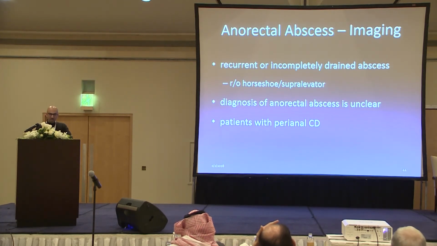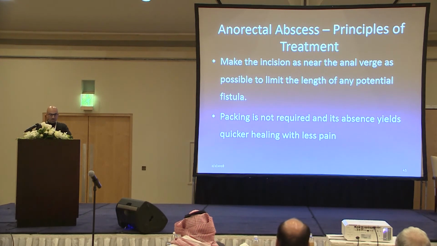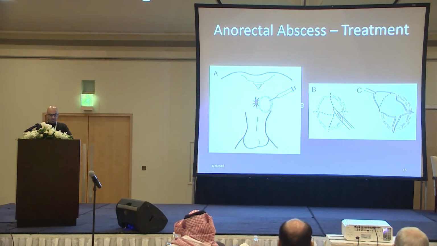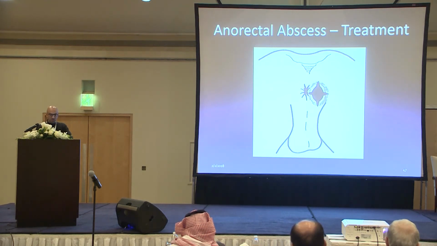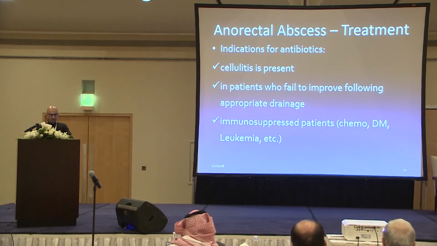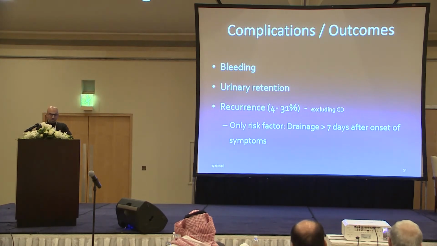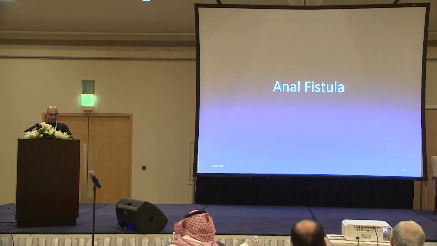Not all patients with perianal abscesses should be imaged, only patients who have recurrent or incompletely drained abscesses or patients with Crohn's disease. The management of these should be by incision and drainage close to the anal verge. And as you can see here from the picture, the incision and drainage should be as close to the anus as possible, with a cruciate incision, and make the incision wide to achieve adequate drainage. Complications include bleeding, urinary retention, and recurrence.